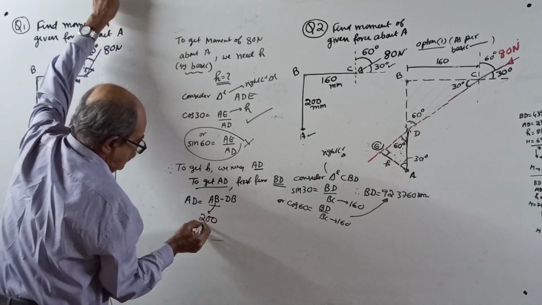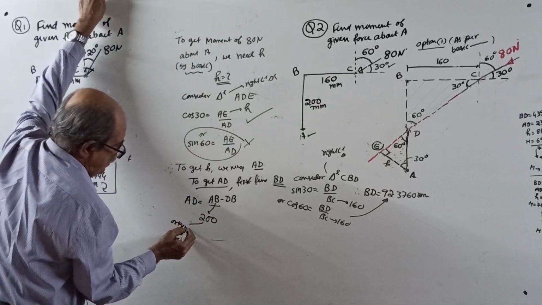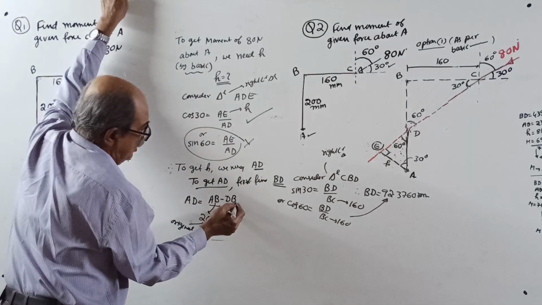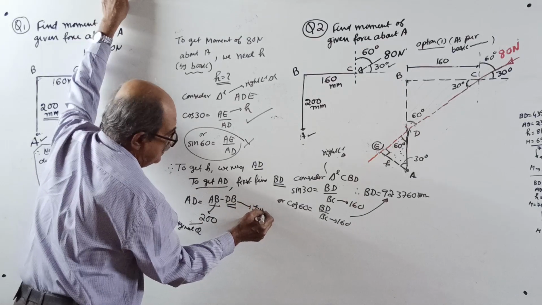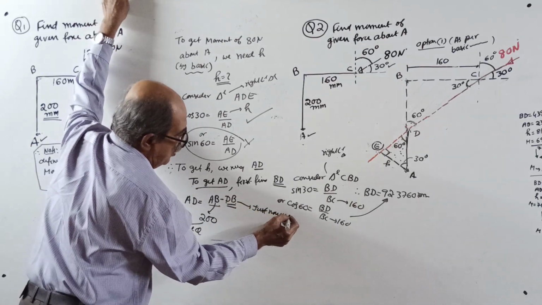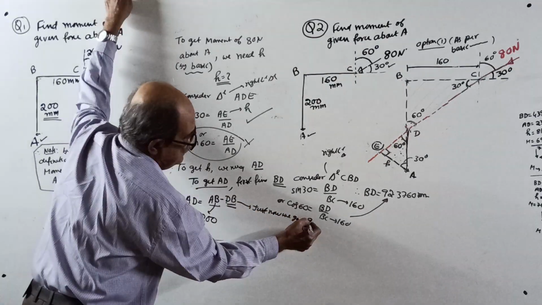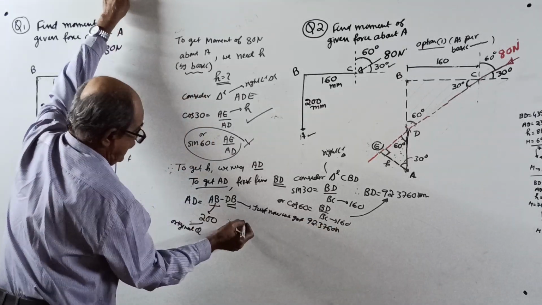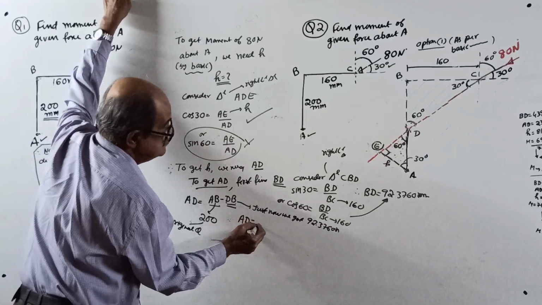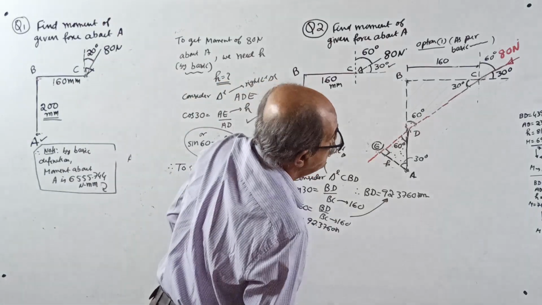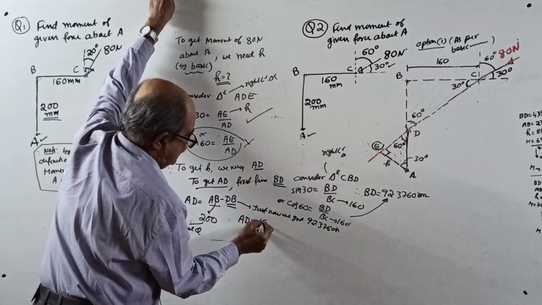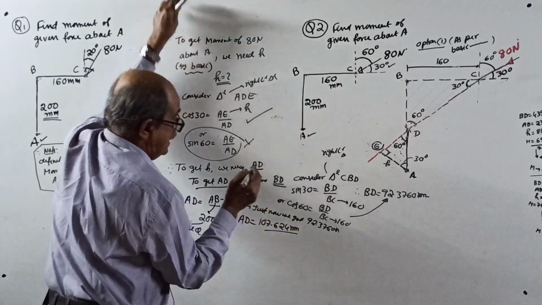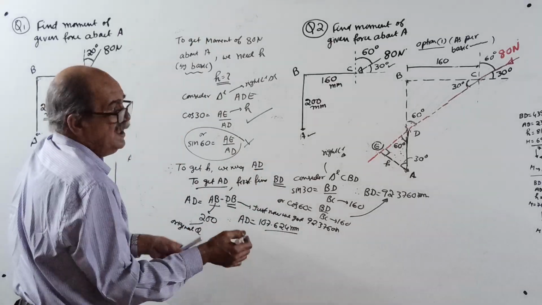D to B, just now we got 92.3760 millimeter. Therefore, subtracting, your AD will come as 107.624 millimeter. Okay, A to D is over.